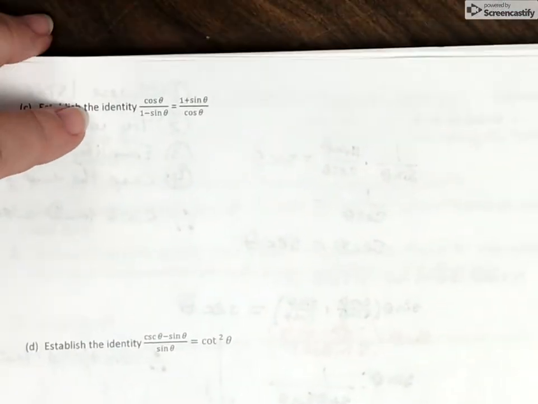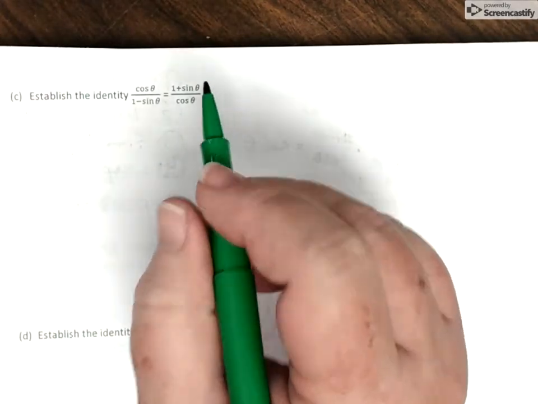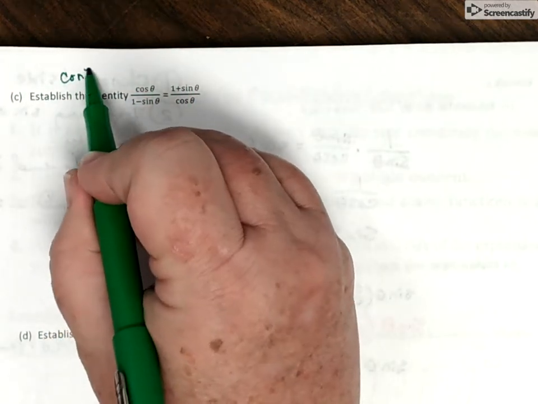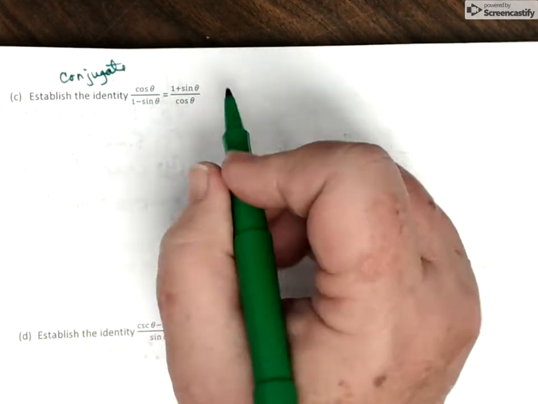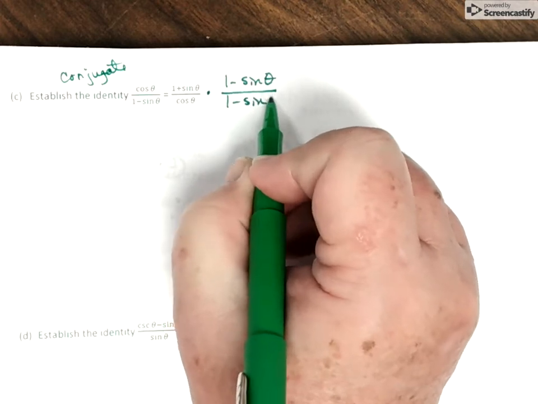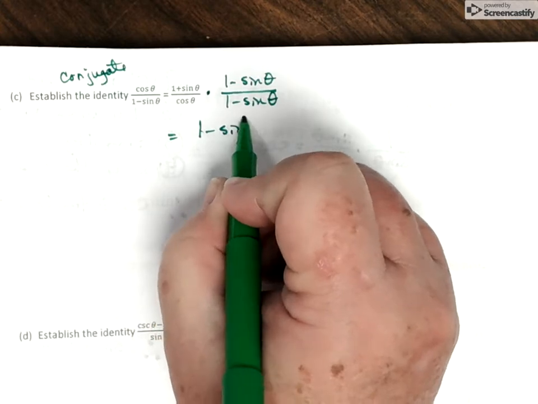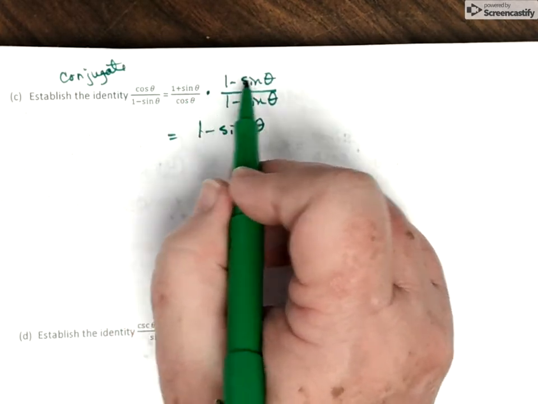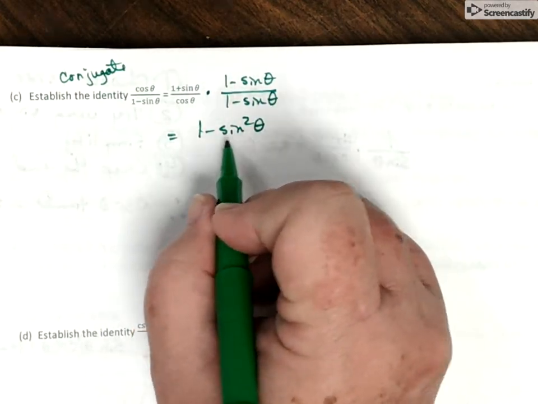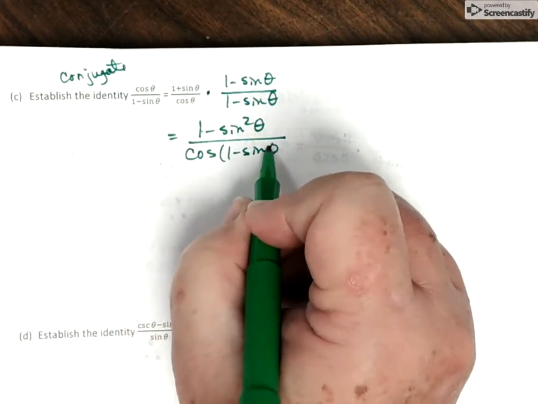Let's take a look at this next problem. I'm going to work with the right side of the problem, and I'm going to multiply by a conjugate. So I'm going to use this one with conjugates. Multiply the top and the bottom by 1 minus sine of theta. On top, that leaves me 1 minus sine squared theta. You should be getting used to that pattern by now. 1 plus sine times 1 minus sine is 1 minus sine squared theta over cosine times 1 minus sine theta.